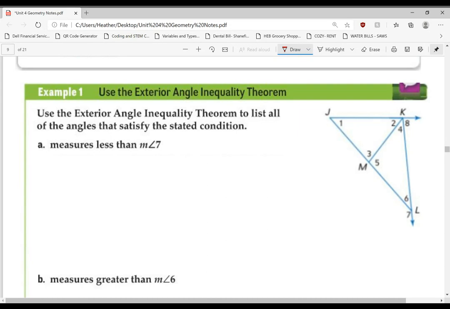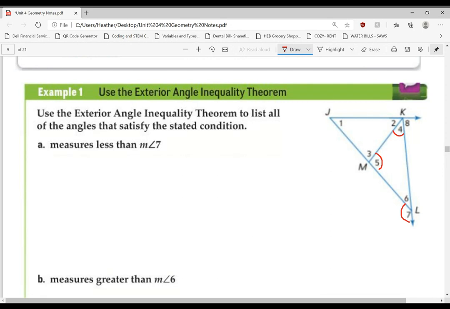Okay? So we're going to use that theorem and those properties of inequalities to solve example 1. Example 1 says use the exterior angle inequality theorem to list all of the angles that satisfy the following condition: measures less than measure 7. Okay, so here's measure 7. We have to list all of the ones that are less than measure 7. So those are going to be measure 4 and measure 5. Measure 4 and measure 5 are inside of the triangle, meaning they're going to be less than that outside measure.